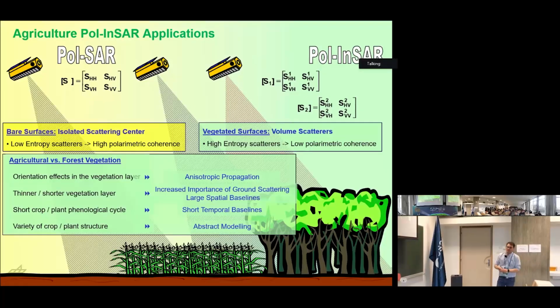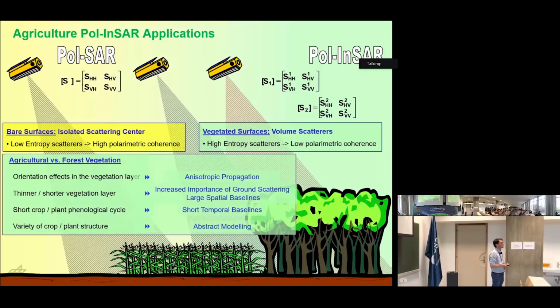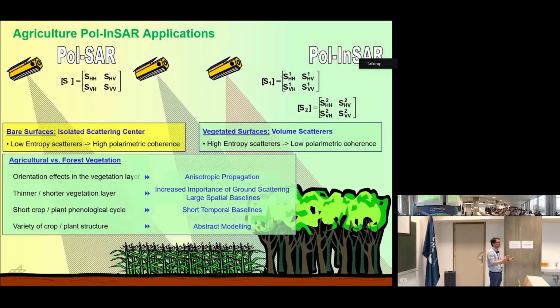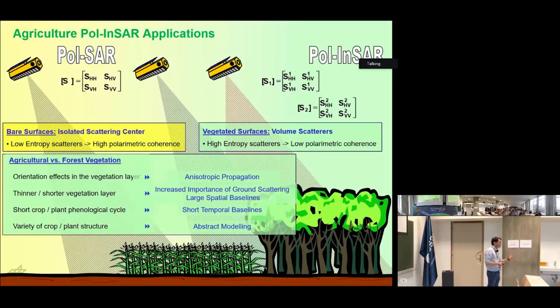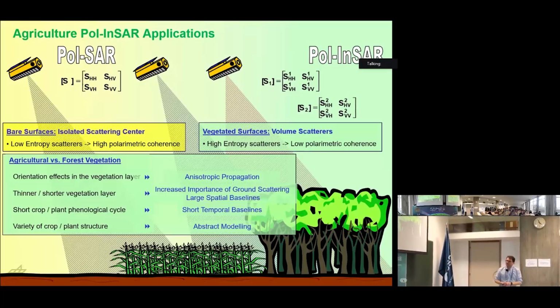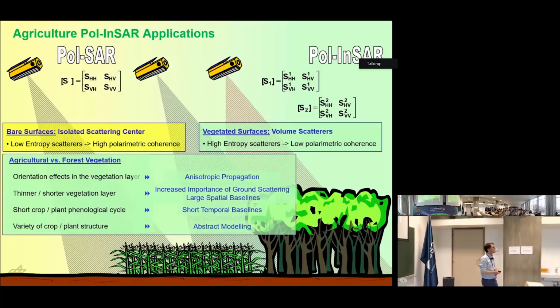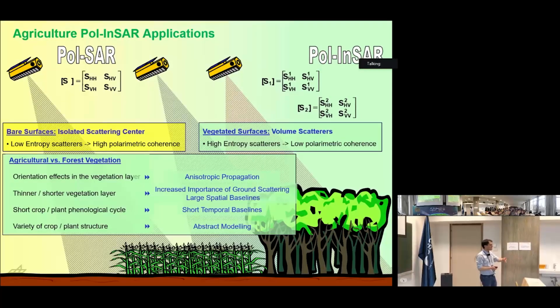The vegetation layer is shorter, so you tend to penetrate more. Surprisingly, you penetrate a lot also at X-band. You have quite a strong ground contribution at X-band. So you have to be careful when you try to regularize your problem by separating ground and volume, because you may think that you have only volume, but you may still have a strong ground. You also need some larger baselines, because your capacity must be adaptive, so it must be sensitive to these shorter volumes.